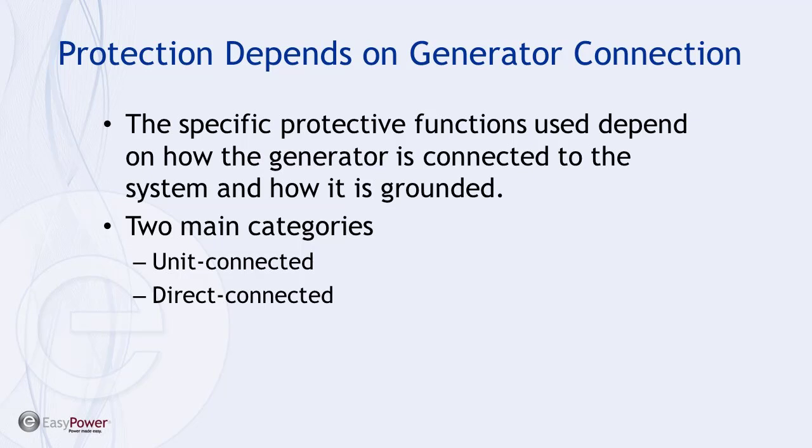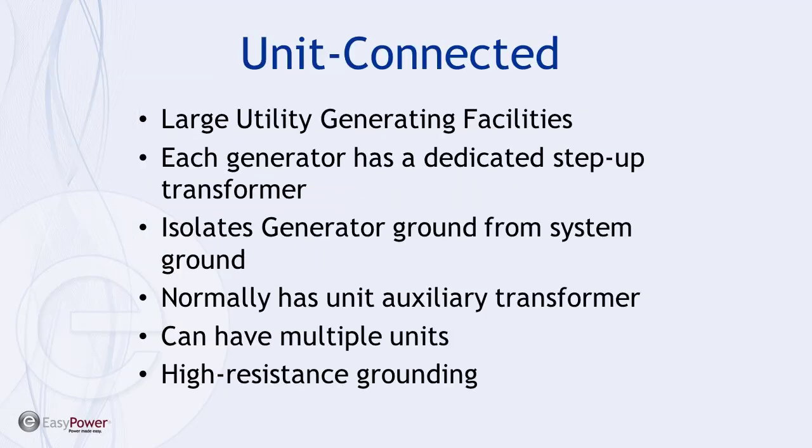So in general, the type of protection we use depends to some extent on how the generator is connected to the system. And the two main categories we're going to talk about are what we call unit connected or direct connected. And that's going to depend a little bit on the size and the nature of the generating facility. So if we talk about unit connected, these are typically large utility generating facilities or large cogeneration facilities, with the key word there being large.